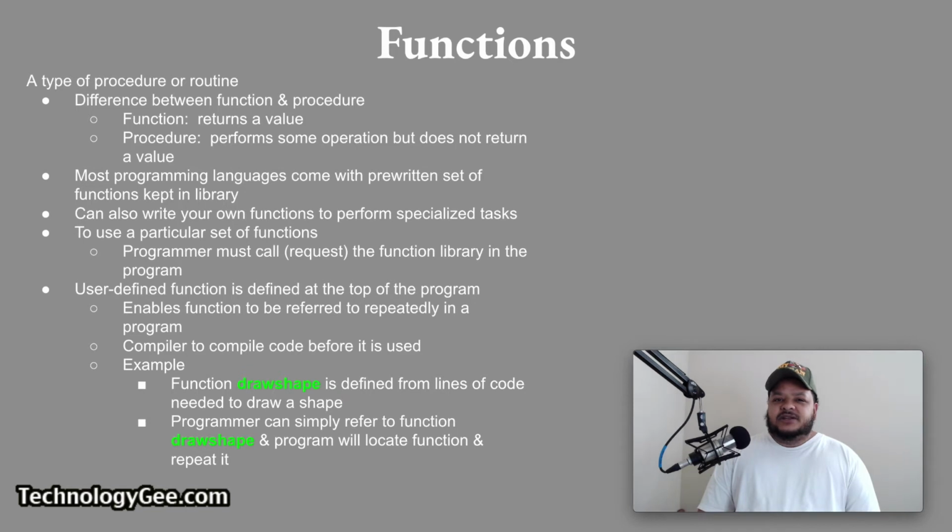To use a particular set of functions, the programmer must call or request the function library in the program. A user-defined function is defined at the top of a program. This enables the function to be referred to repeatedly in a program and the compiler to compile the code before it is used. For example, a function called drawShape is defined for the lines of code needed to draw a shape. However, after it is defined, the programmer can simply refer to the function drawShape, and the program will locate the function and repeat it.